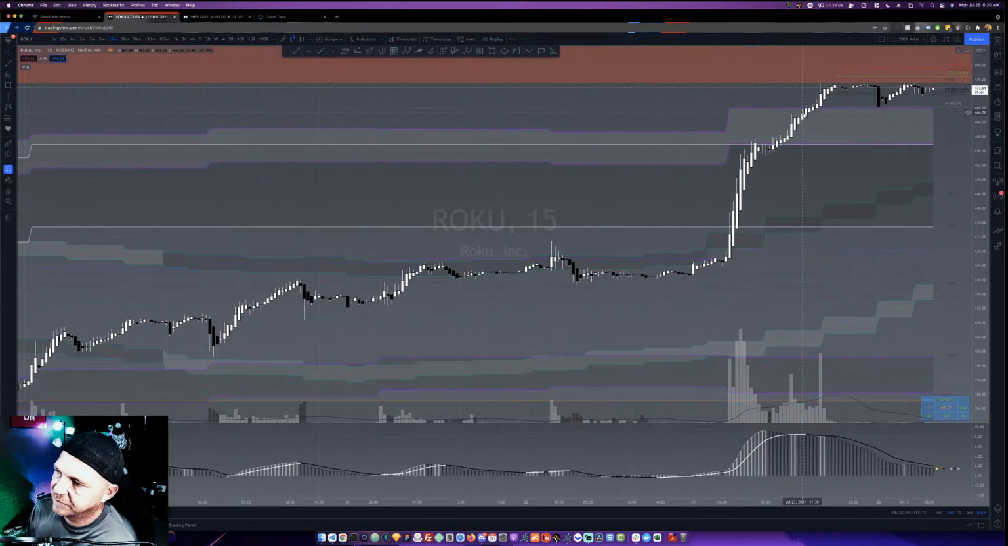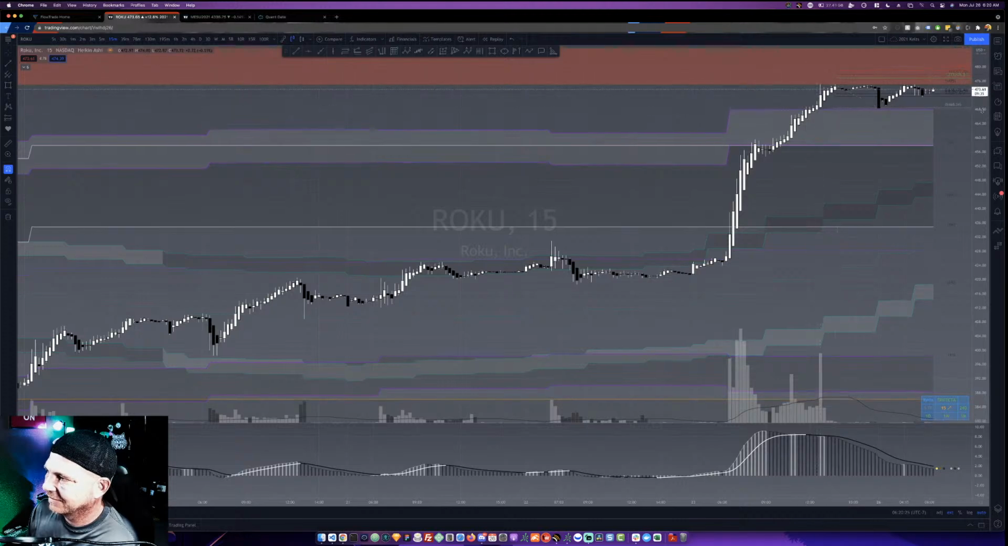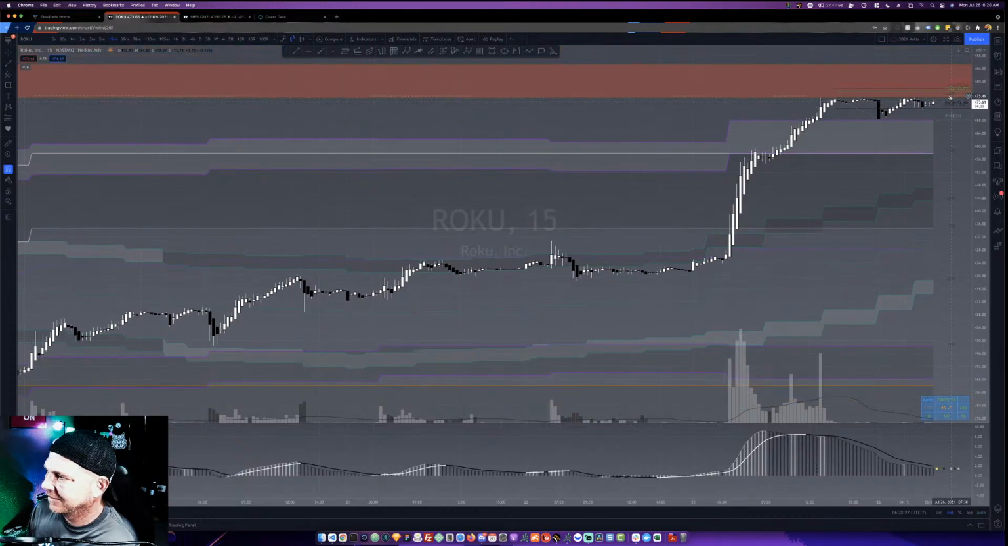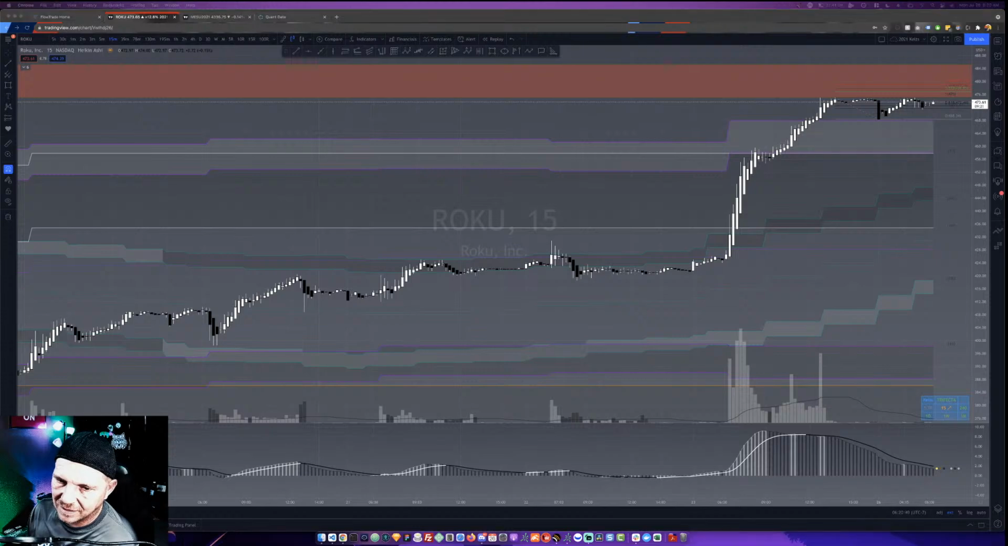See how it's just chopping between my supply zone that I drew and the daily top. If we can get up, we can play the cloud 475 to 485, right? But yeah, it should be interesting.